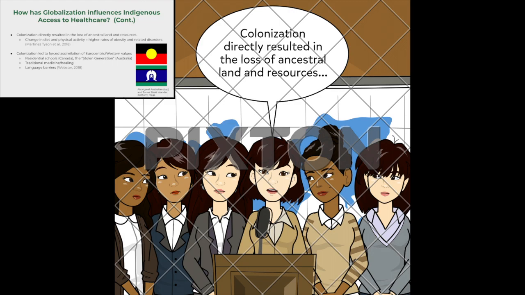So, for example, children in Canada were taken away from their homes and forced into residential schools far from their families. Similarly, in Australia, the stolen generation refers to children who were taken from their homes from around 1910 to the 1970s. This caused intergenerational trauma that has had lasting effects to their present-day physical and mental health.